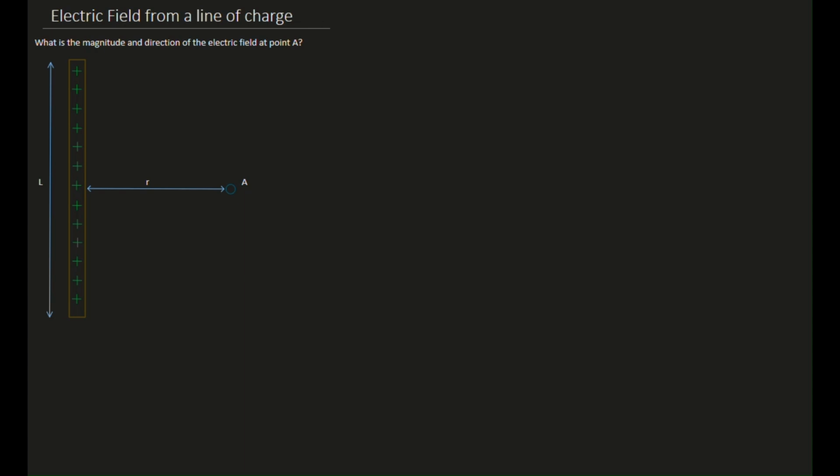So we're going to look at the electric field from a line of charge, and this will be a finite line of charge that has some length L. We're going to look at what is the magnitude and direction of the electric field at some point A, which will be in the middle of the line of charge, but at some distance r away from it.